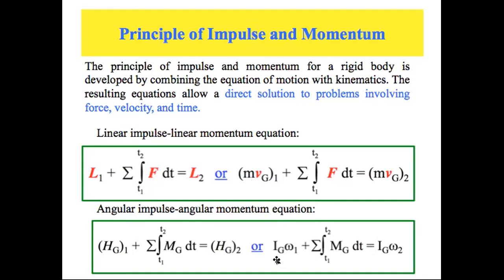As you can see, for the first equation, the velocity is found at the center of mass. And for the second equation, meaning the angular impulse and momentum, if we write it about the center of mass, we have to use the moment of inertia for the center of mass, or G.